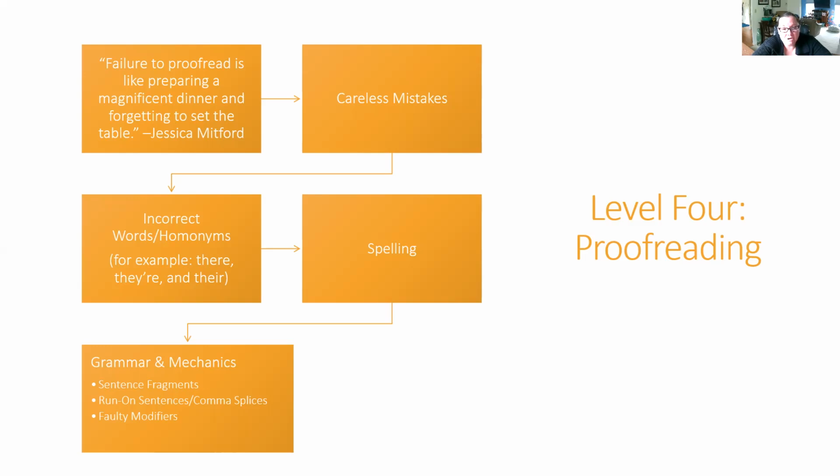Make sure you don't have faulty modifiers. Make sure you don't have misplaced modifiers or dangling modifiers. That was discussed in week 6 as well.